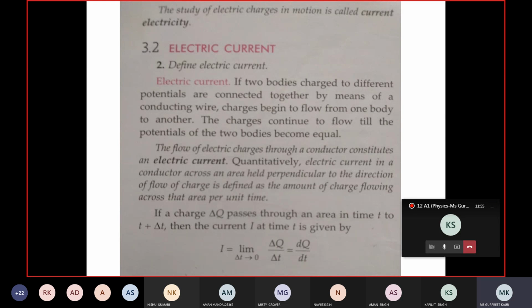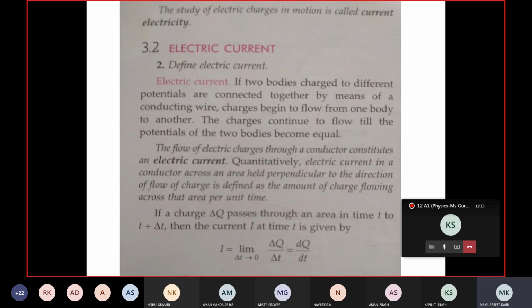Good morning, students. In the previous chapter, we were dealing with electrostatics, where we were discussing charges at rest. Now, in the present unit, we will be talking about current electricity. So, what is current electricity? The branch of physics where we are dealing with electric charges in motion is called current electricity. So the study of electric charges in motion is called current electricity.